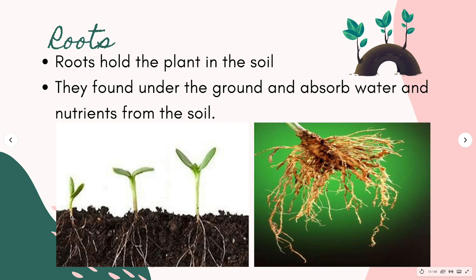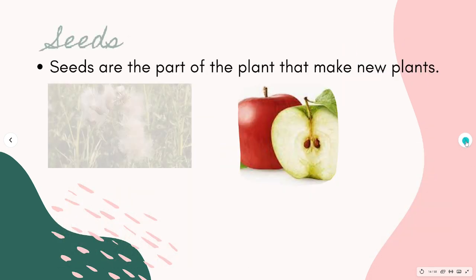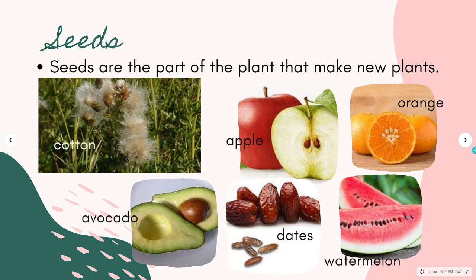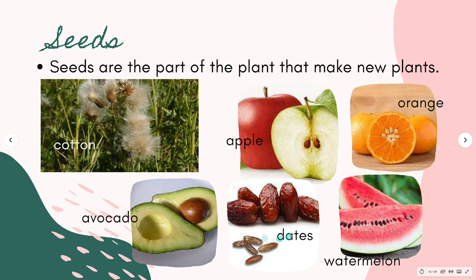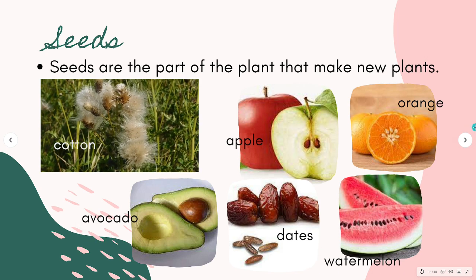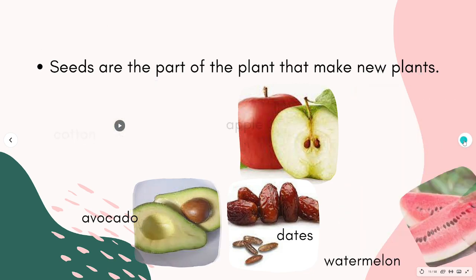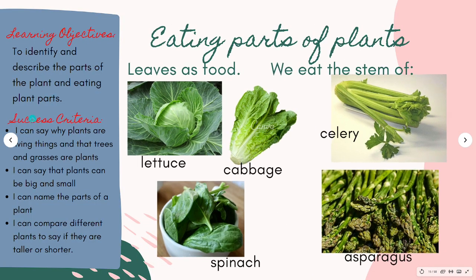If you have a hand lens or a digital microscope, you'll be able to see the roots and the root hairs. And some plants have one main root and others a network of smaller roots. Seeds are the part of the plant that make new plants. Examples are cotton, apple, orange, avocado, dates, watermelon. Remember that in this lesson we will identify and describe the parts of the plant and eating plant parts.